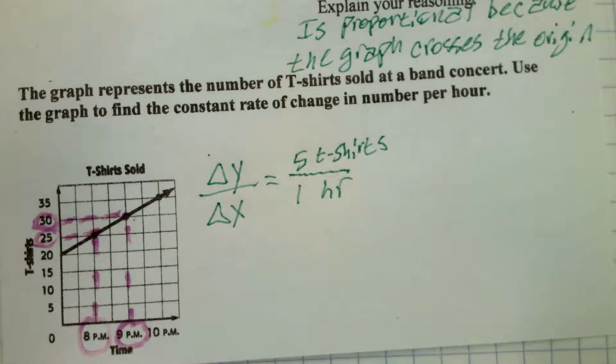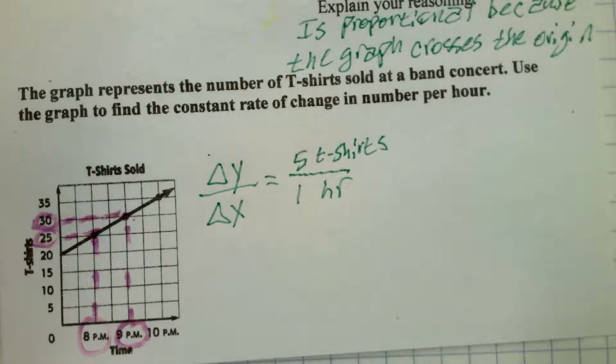I don't know about you, that seems kind of low, right? If you're at a concert and they're only selling 5 t-shirts every 1 hour. I mean, if it was per second, yeah, that'd be nice. But whoever does the merch for this band, I don't think they'll have a job for too long.